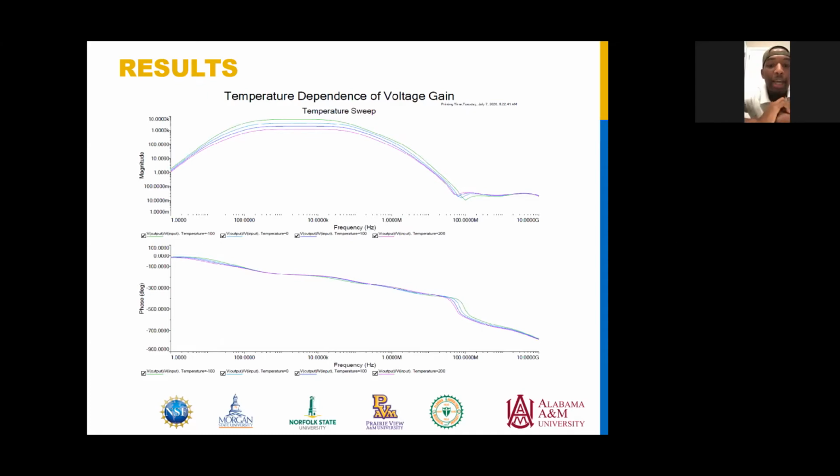The purple line at its lowest has a magnitude of 1.0 with the application of a temperature of 200 degrees. This graph shows the magnitude and the frequency throughout the graph. The phase in the frequency is shown also throughout the graph. The purple line decreases at about 100 megahertz.